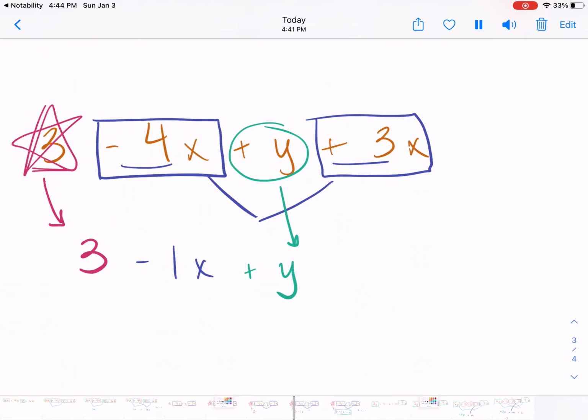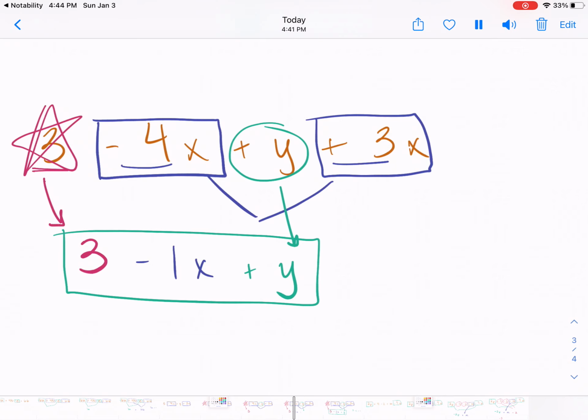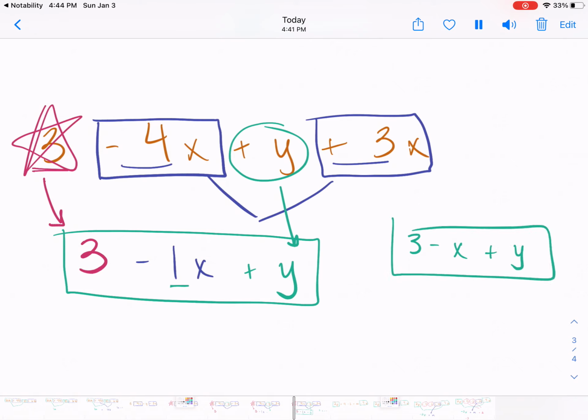Okay, so that is my simplified expression, 3 minus 1x. Now, since it's a negative 1x, I could just leave that x by itself, because remember, nothing in front of it means that it's a 1, plus y. Okay, 3 minus x plus y.